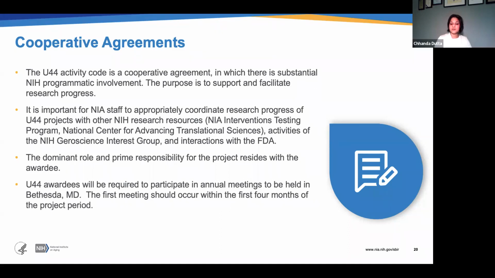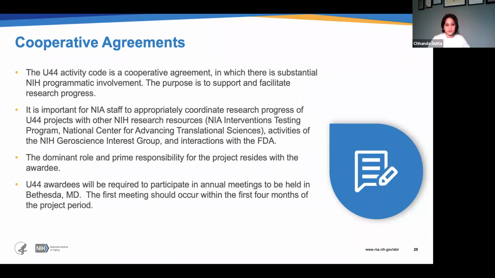And so, for example, some of the things that we can be helpful with, in terms of your U44 research progress, is make you aware of other resources. For example, through an NCATS program at the NIH, or the NIA's Intervention Testing Program. And also we can be of assistance in coordinating your research activities through the NIH Geroscience Interest Group, and also facilitating interactions with the FDA.